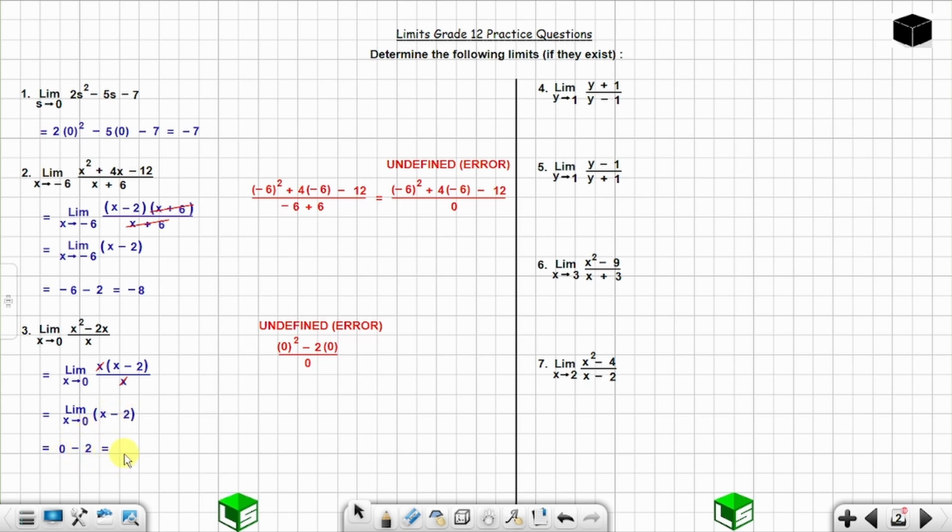This is equal to minus 2. Okay, 0 minus 2 is equal to minus 2. So this is the final answer. Let's move on. Question 4.